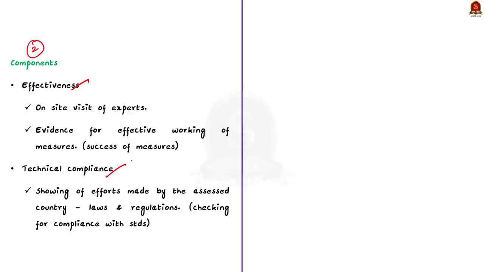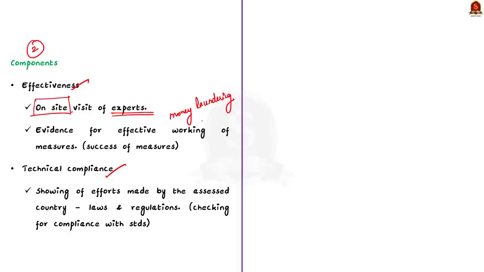While evaluating the effectiveness, a team of experts visits the assessed country on site. During this visit, the assessment team will ask the assessed country to show evidence that the steps taken by it have been successful in combating money laundering, terror financing, and proliferation of weapons of mass destruction. This is about evaluation of effectiveness.